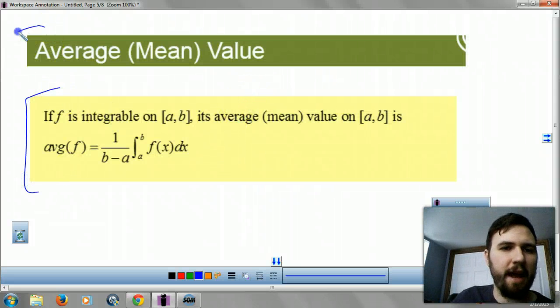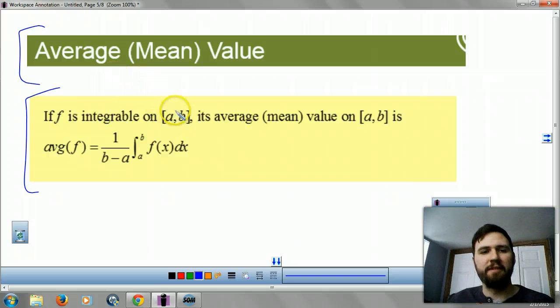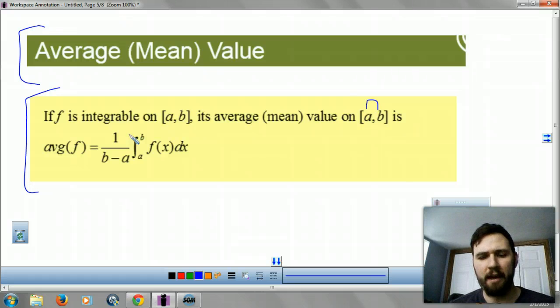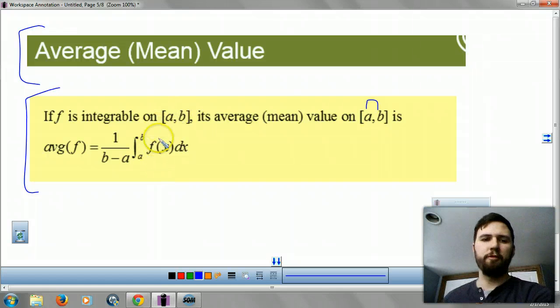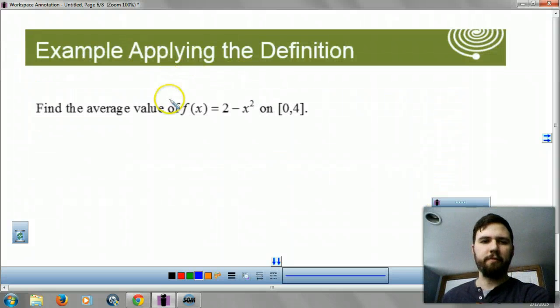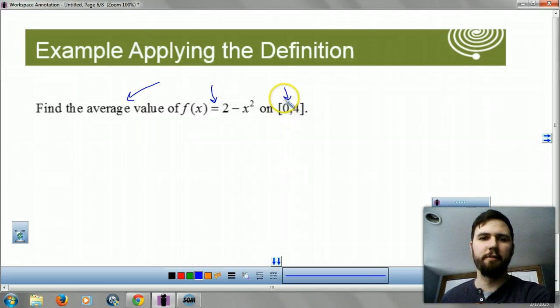The average value theorem says that if you're looking for the average value of a function from a to b, all you do is do 1 over b minus a times the integration of a to b of f of x. I don't know if I'm going to keep this in. Okay. Which makes sense because it's your total divided by how many pieces you went. Let's try one. Let's find the average value of this function from these numbers.